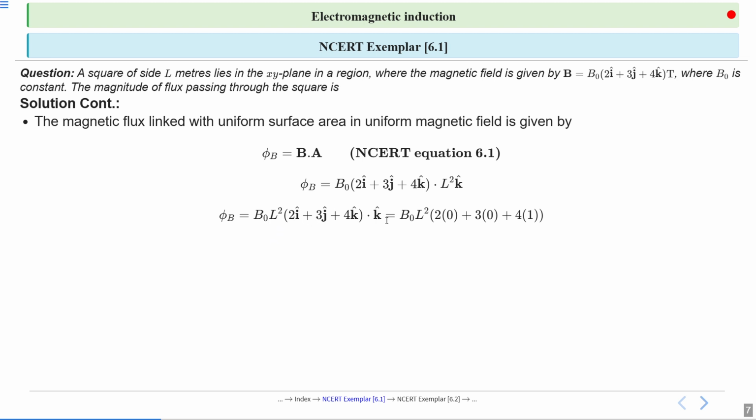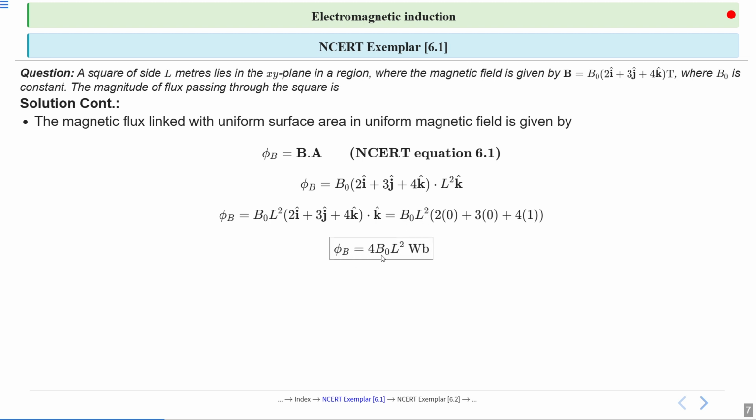When we are taking the dot product, this is the method, we are going to multiply the coefficients of the similar unit vectors. So in the direction of area vector, the coefficient of i vector and j vector is 0. So multiply 2 with 0, multiplying 3 with 0, and multiplying 4 with the coefficient of k cap. And in the direction of area vector, the coefficient of k cap is 1. So 4 into 1. So after simplifying it, 2 multiplied by 0 plus 4, so it will result in 4 B naught L square.